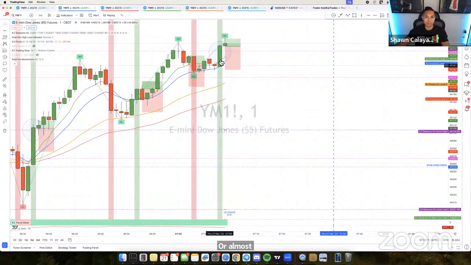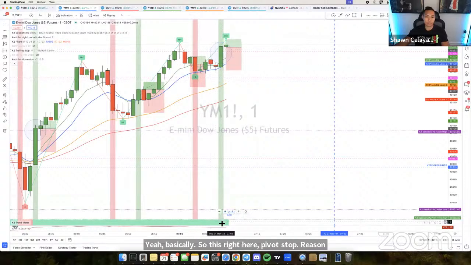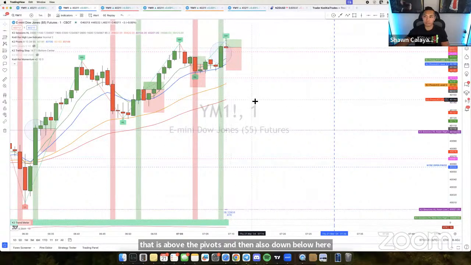Yeah, basically. So this right here would be a pivot scalp. Reason for it being a pivot scalp is that we have a buy signal here that is above the pivots. And then also down below here is the trend meter, which is green, which makes it also a momentum scalp. And there's pretty much 2 entries right there.